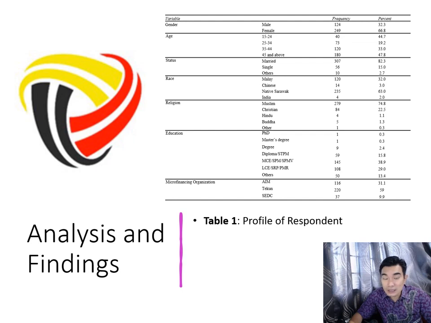22.5%. And then for the educational background, the highest comes from those who have SPM, that is 38.9%, and the lowest comes from PhD and master, 0.3% and 0.3%. From the micro financing organizations, the highest borrowers come from AIM, that is 31.1%, then Tekun 59%, and the SEDC, Sarawak Economic Development Corporation, only 9.9%.